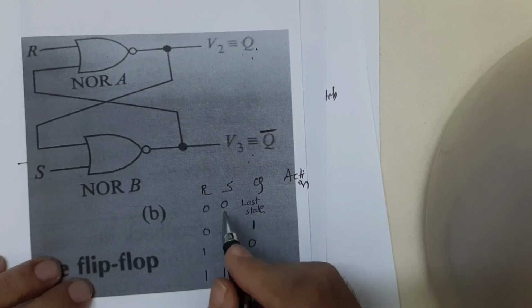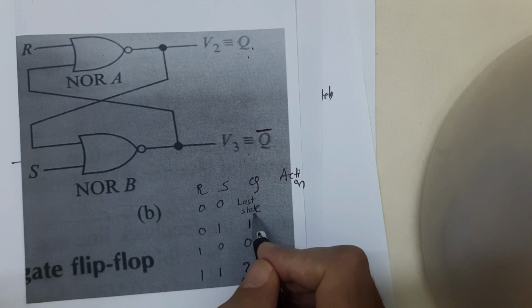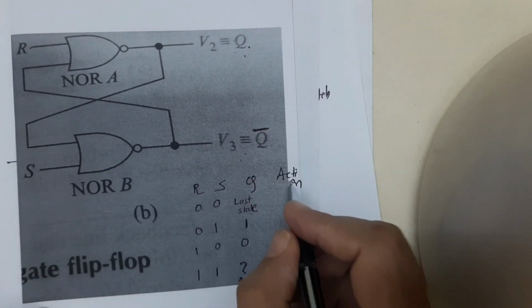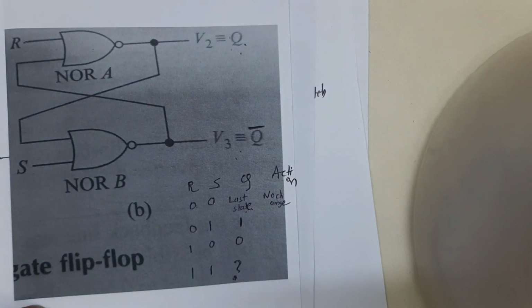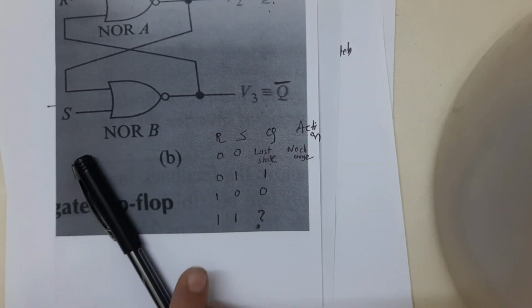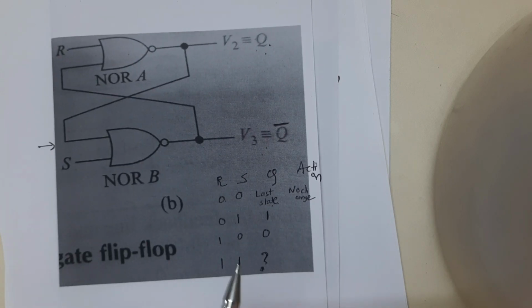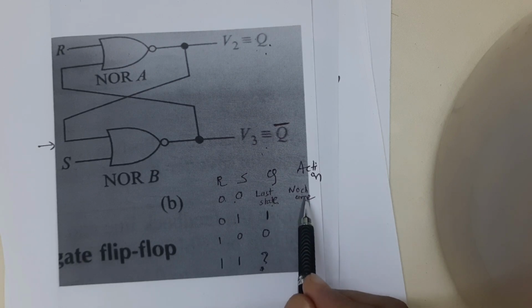What is your action for 0, 0? What is your output? Last state. Whatever the last state, whether it is 0 or 1, we are getting the last state. That means there is no change in the output. For the first input 0, 0, the output is the last state, that means there is no change.